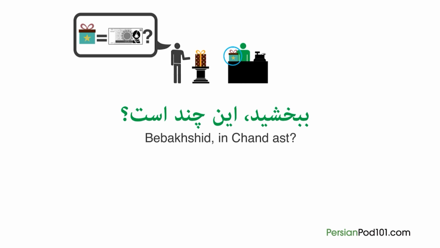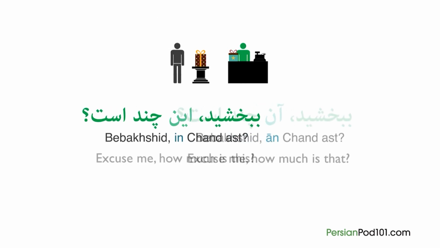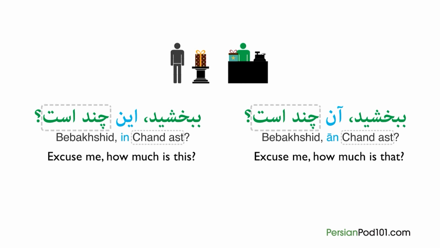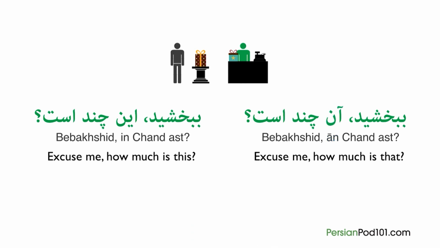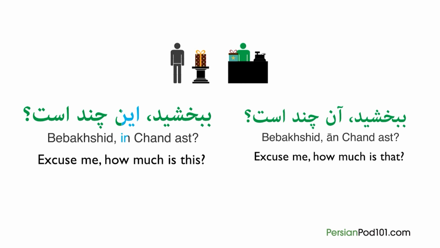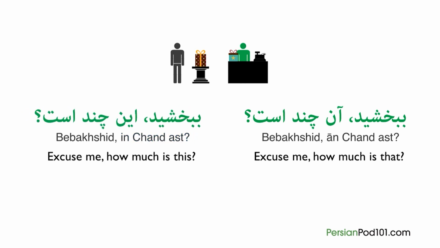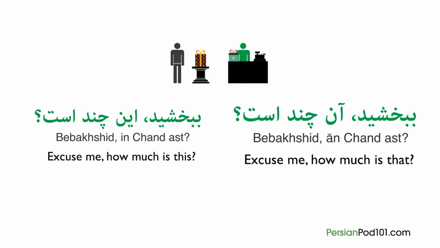That's why we need to add either this or that before chand ast. Since Persian is a gender-neutral language, you will only use this or that, as in English. It always agrees between genders. This, in, that, on. How much is this? In chand ast. How much is that? On chand ast.